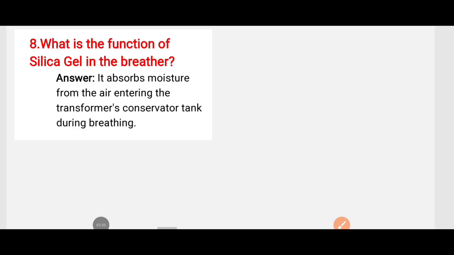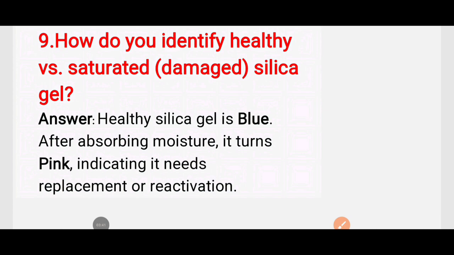Next, how do you identify healthy versus saturated or damaged silica gel? Normally, healthy silica gel is blue in color, but after absorbing moisture, its color turns pink. And this pink color indicates it needs replacement or reactivation.